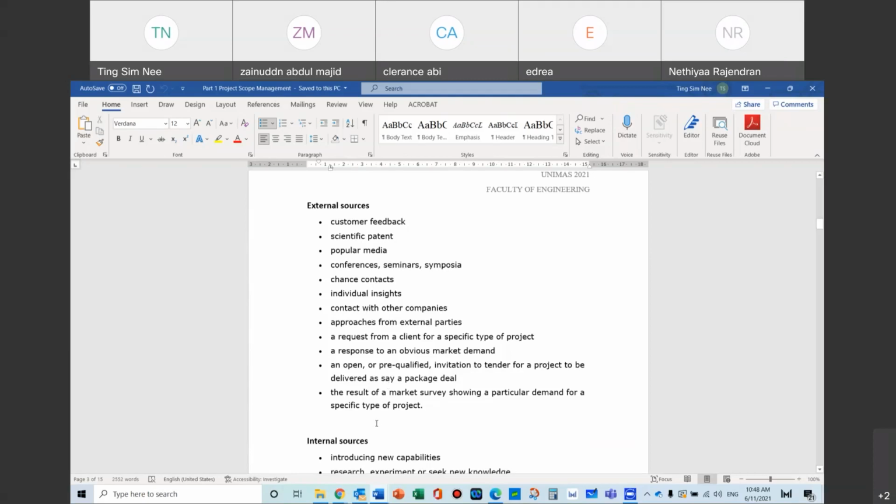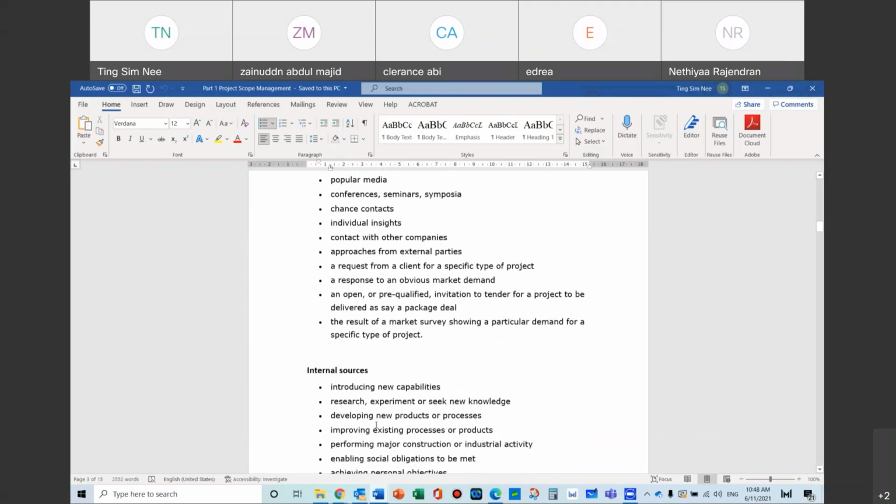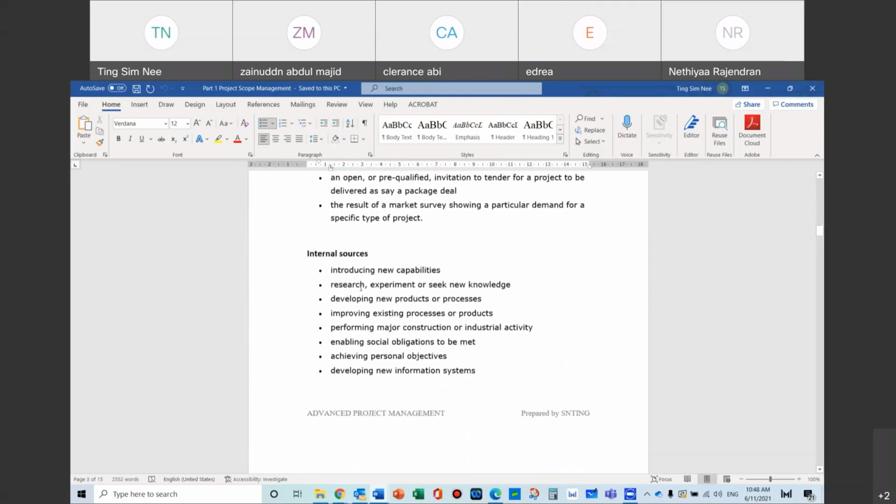If you dream about a dream, you know, that is also your initiation. That is probably a message from God, you see. So why not? That is also your initiation. So then internal sources, these are like maybe your company actually developed something.